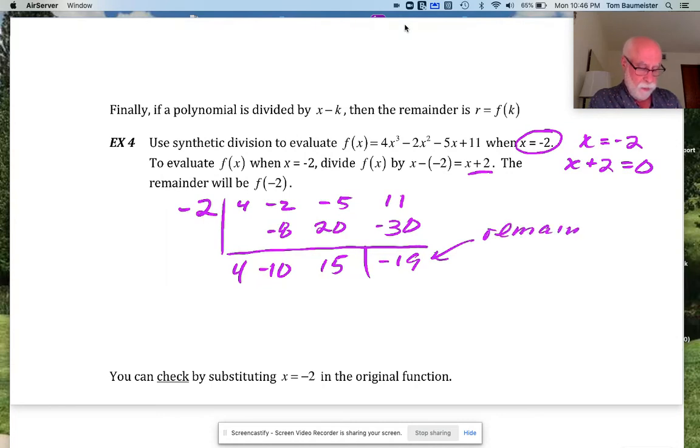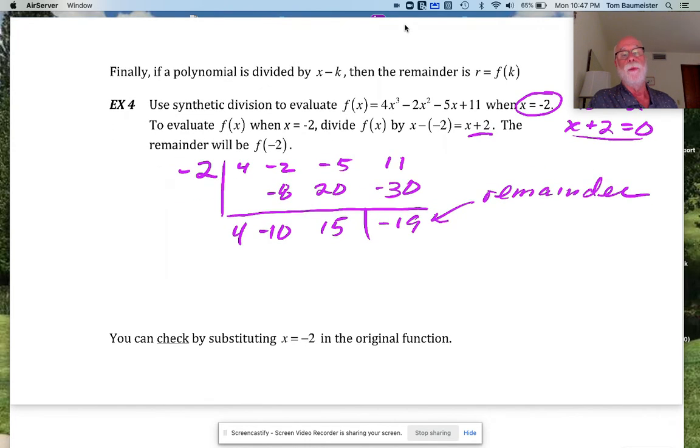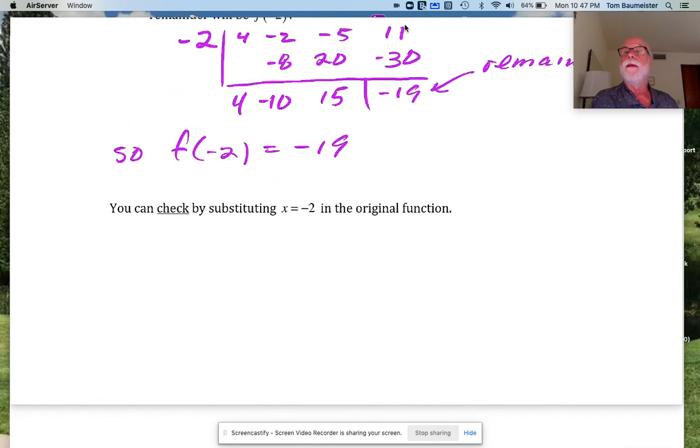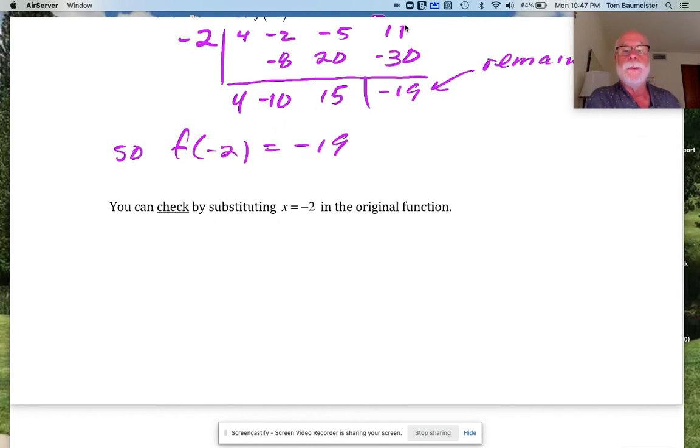Again, that is our remainder. If it was 0, we would say that x equals negative 2 is a factor, but it's not. Or we could say that x plus 2 is equal to 0. That would be one of our zero product property ones. But it's not. And that's kind of what they're showing you. So in this case, we know that f of negative 2 is equal to negative 19. And I keep liking to tell you guys to check.